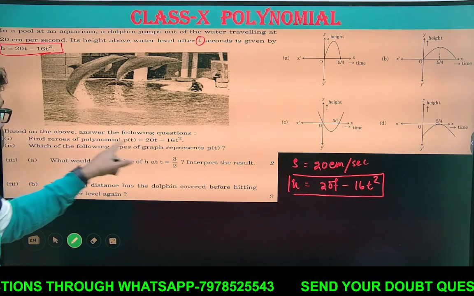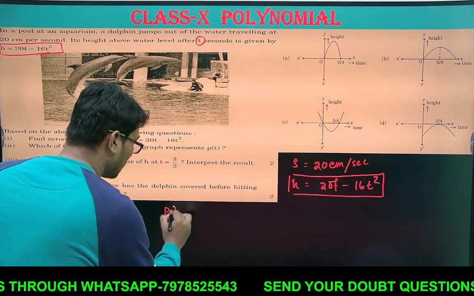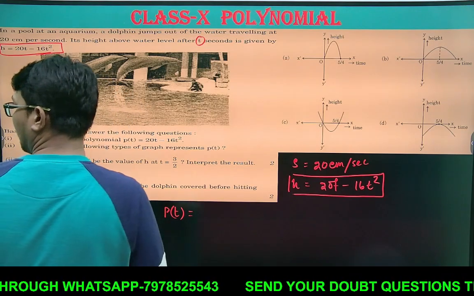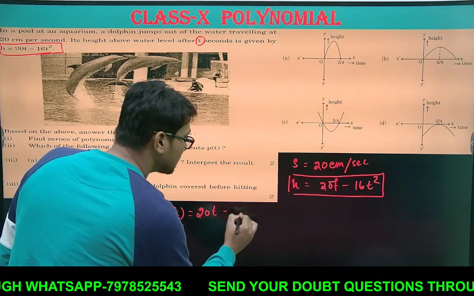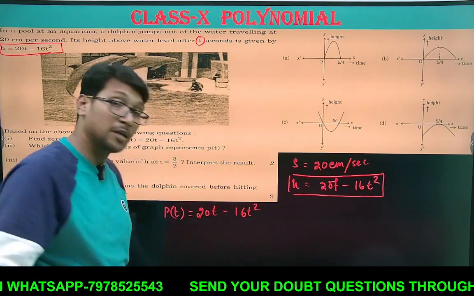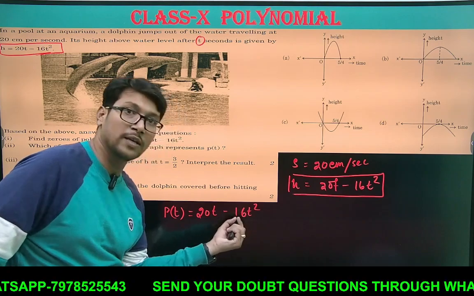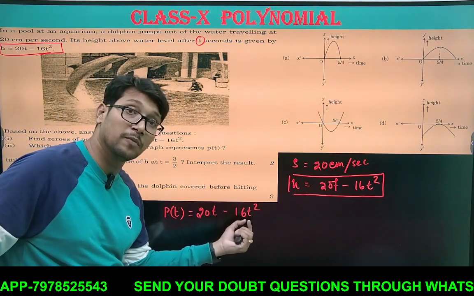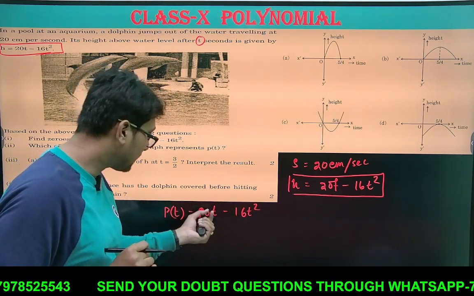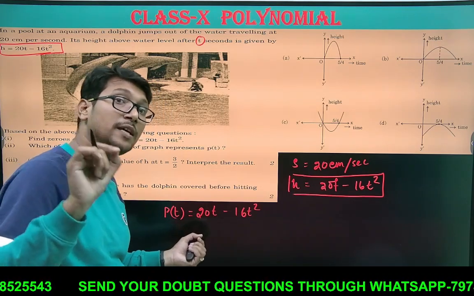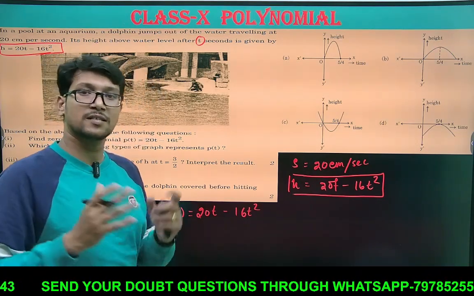Find the zeros of this polynomial. So let us find the polynomial's zeros. P of t is 20t minus 16t square. In this polynomial, t is the variable and it is a quadratic polynomial. The t square coefficient is minus 16, so a is minus 16. The t coefficient is 20, so b is 20. c is not given; the constant term is not there, so c is 0.